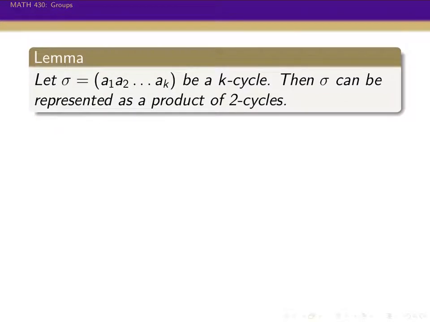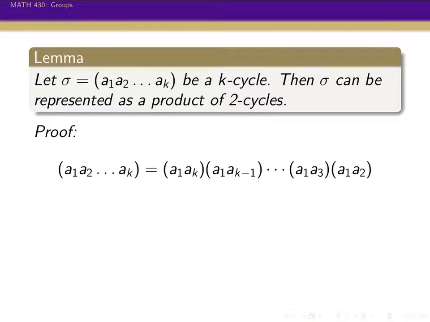Okay, so our first lemma is that if we have a K-cycle, then this K-cycle can be represented as a product of two cycles. And the proof of this is really in this line. We have a K-cycle on the left, and the claim is that this product of two cycles on the right is equal to it. So let's just do some double checking on this.